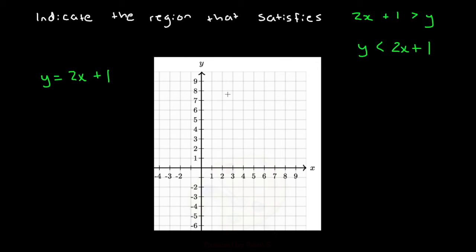The first part that we need to remember is the number next to the x. This is the slope and tells you how steep the line is. The second part is the y-intercept, and this is where the line crosses the y-axis. Because it's a 1, we know that the line has to pass through this point right here. Let's move back to the slope. Because the slope is 2, we know we need to go up 2 and to the right 1. Using those pieces of information, we can draw our line.